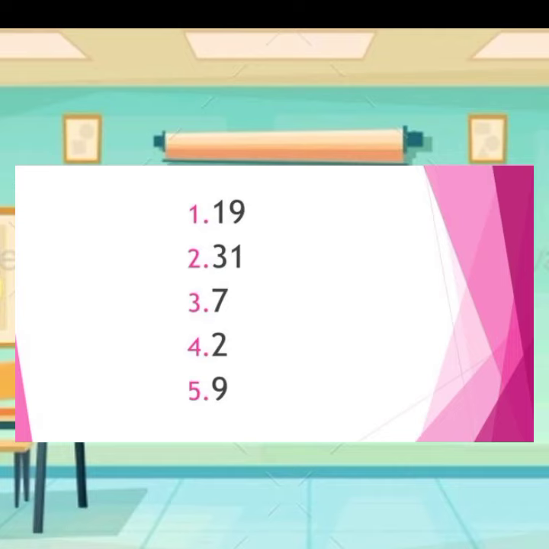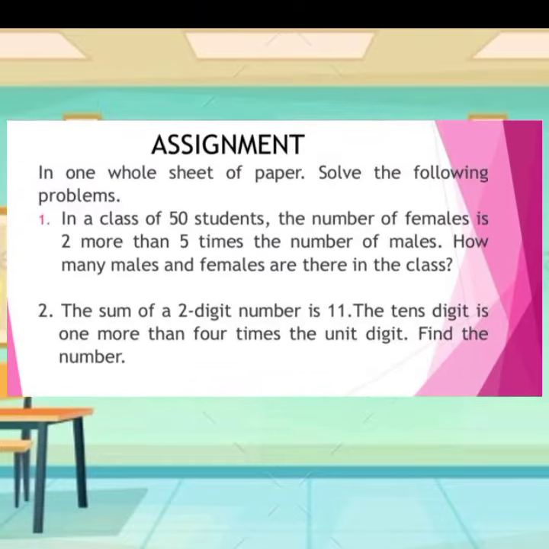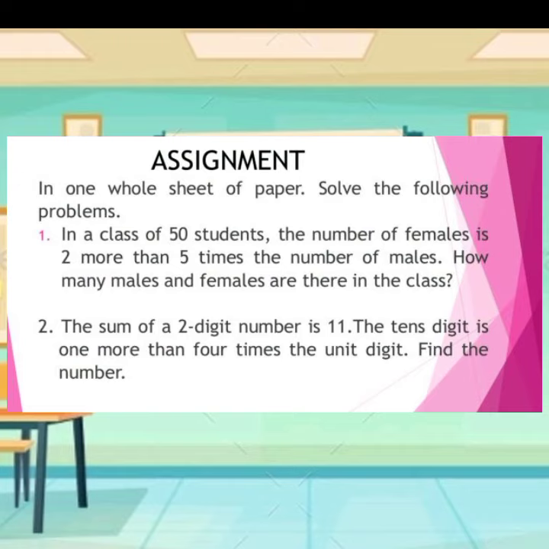So we have the following answers: number 1 is equal to 19, number 2 is 31, number 3 is 7, number 4 is 2, and number 5 is 9. Very good. You got the correct answer. Please copy your assignment in your mathematics notebook.